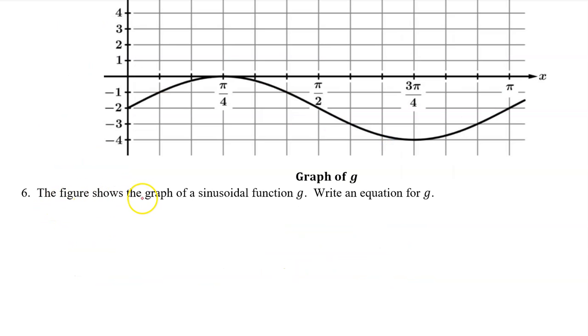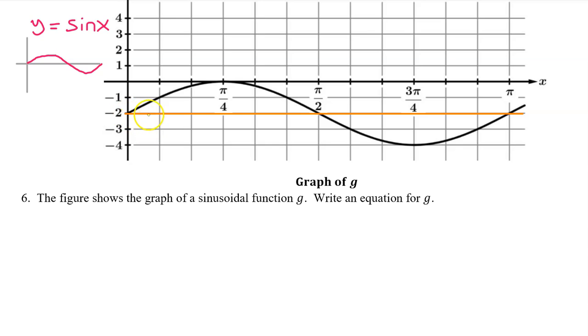Number 6. The figure shows the graph of a sinusoidal function g. Write an equation for g. Always start by drawing the midline halfway between the highs and the lows. The parent function y equals sine x looks like this. If I look at the one period of g that we're given that starts right at 0, it looks just like this parent function. So I'm going to use a sine function to model g, and since this is right side up compared to the parent function, the a value will be a positive number.